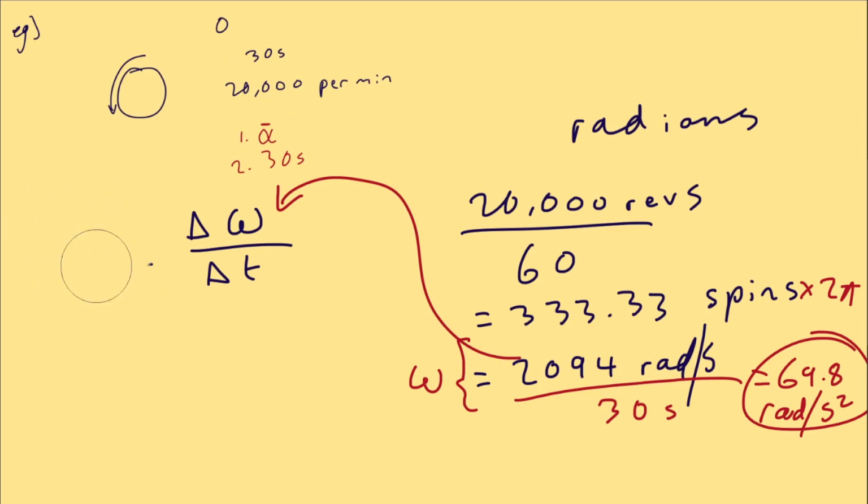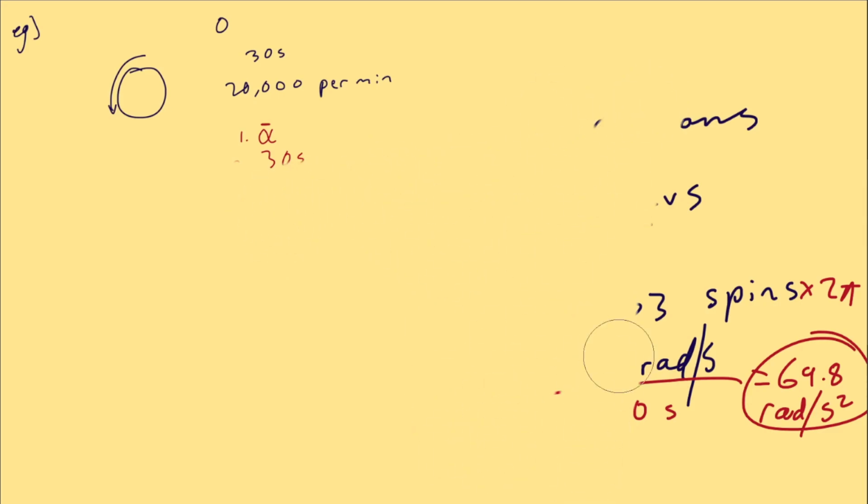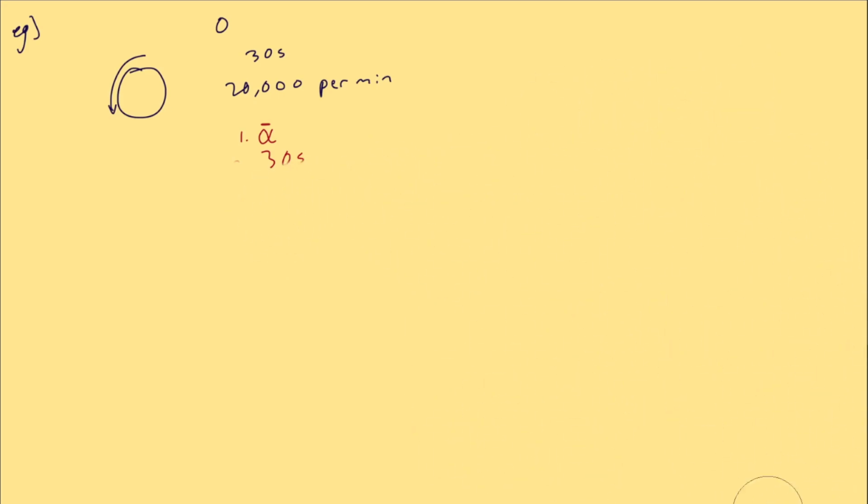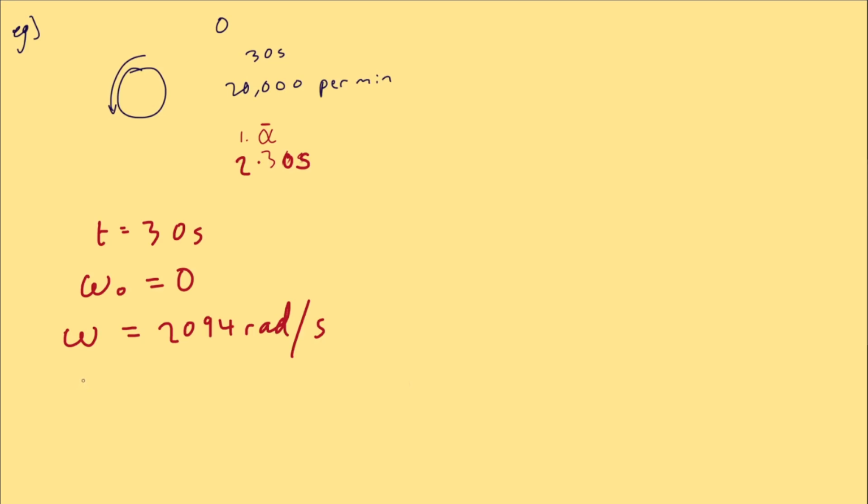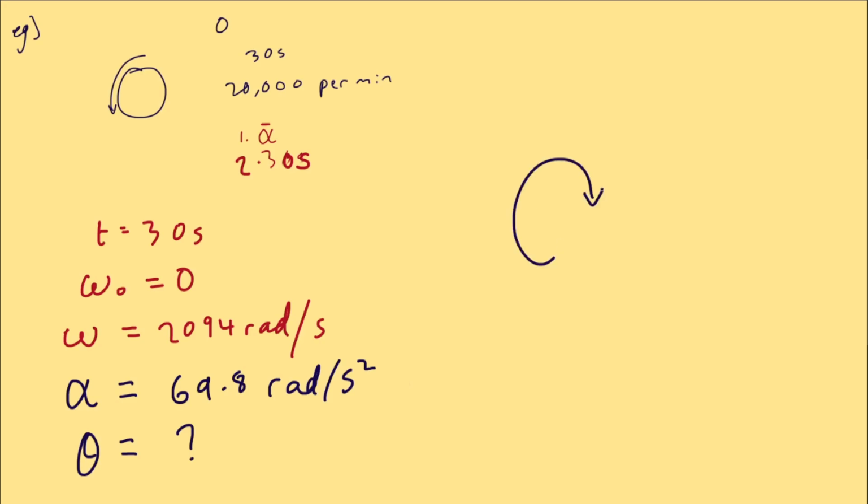How about number two, which is asking how many spins it did during the speed up phase. Let's use a kinematic equation. Let's look at what we're given and what we're looking for. What are we given? Time is 30 seconds. Initial angular velocity was 0. Final angular velocity was 2094 radians per second, as we just found. The average angular acceleration we just found was 69.8 radians per second squared. And the angular displacement, we don't know.